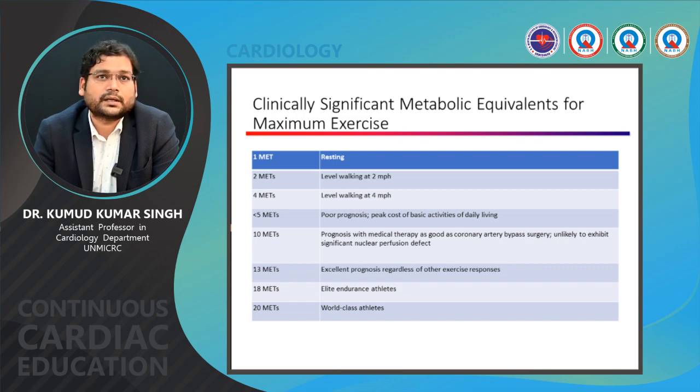And if it is like 10 METs, the prognosis is good with medical therapy versus CABG or PCI, and the patient is unlikely to exhibit a significant nuclear perfusion defect. With 13 METs, that indicates an excellent prognosis regardless of any other exercise responses. 18 METs is like elite endurance athletes. 20 METs is world-class athletes.